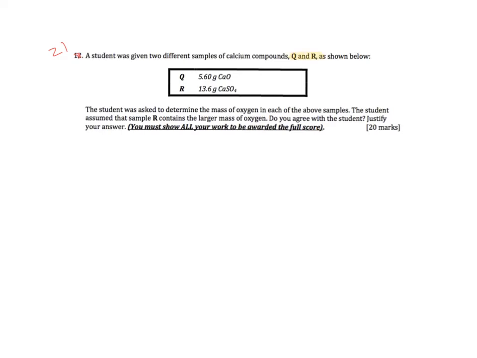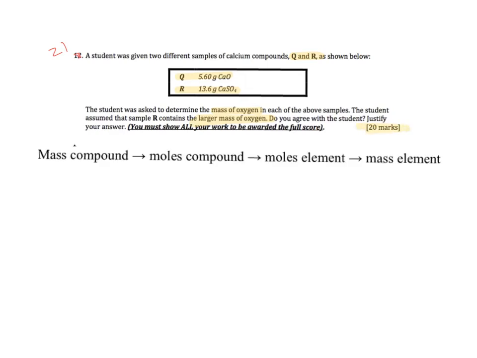Here we have 2 samples, Q and R. Sample Q and sample R, 2 different substances. We want to determine the mass of oxygen in each sample. And then they want to know which one contains the larger mass of oxygen. 20 marks. All right, this is the very last lesson that we studied, okay?